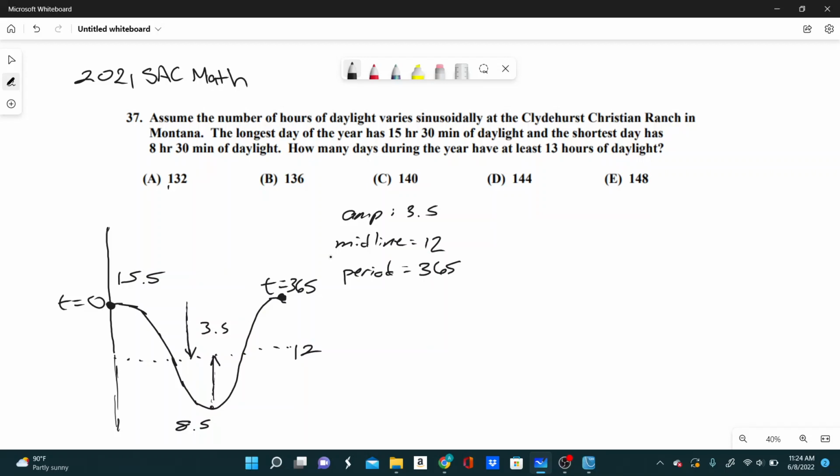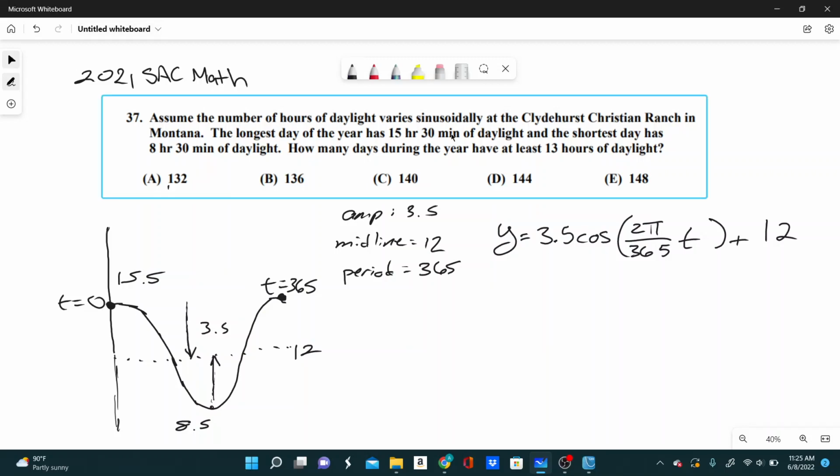So with this information, we can make the equation of our curve. If we use a cosine graph, that keeps us from having to use any phase shift. So we're going to have 3.5 times the cosine of 2 pi over 365 times the time, and then you add the midline. Now that we have this, we have to find how many days during the year have at least 13 hours of daylight. So we set this equation equal to 13 and see which days of the year have 13 hours of daylight.